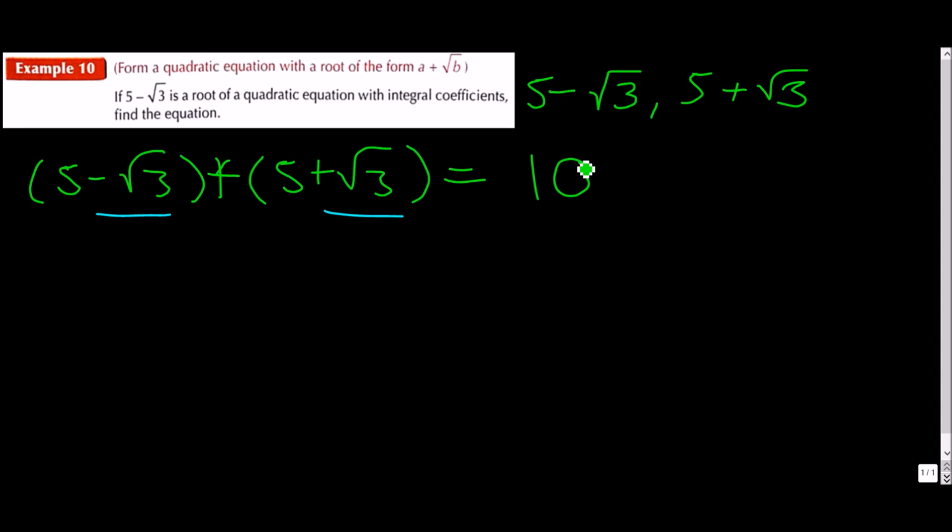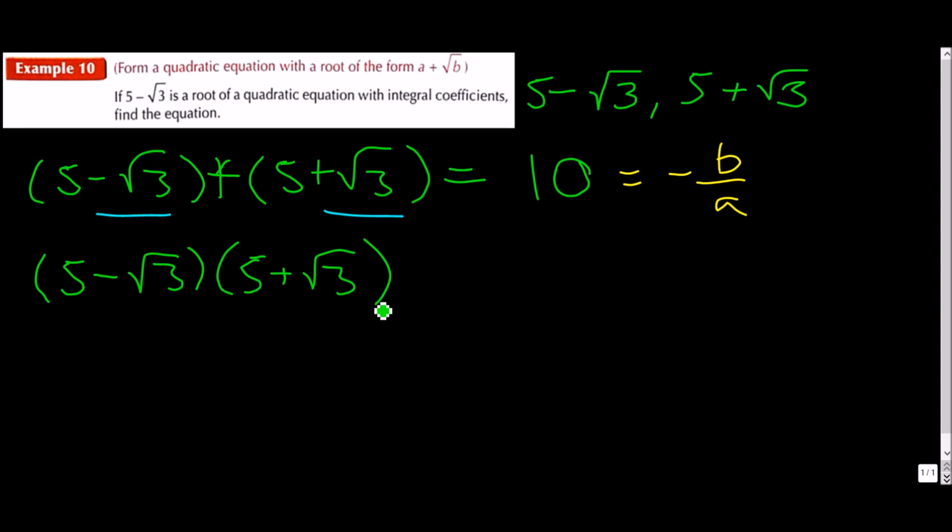That's going to be useful for us, because remember, the sum of roots is the same thing as negative b over a. Think about this for a second. This could be very helpful. And then we know, what if we do the product of the roots? So 5 minus the square root of 3 times 5 plus the square root of 3.